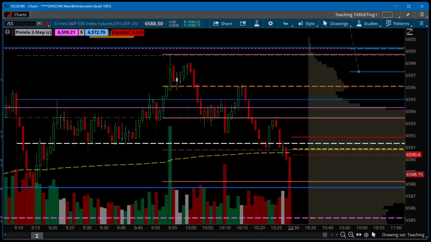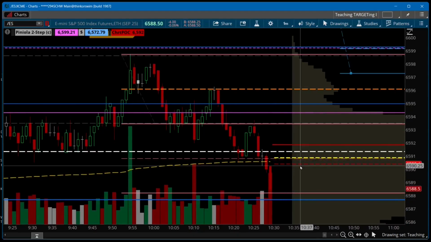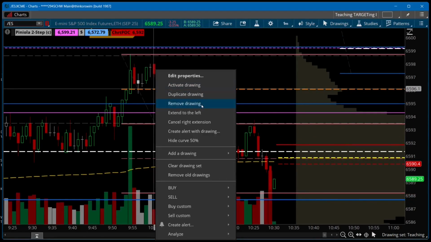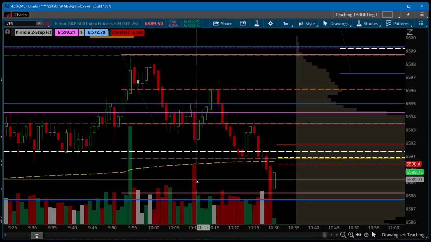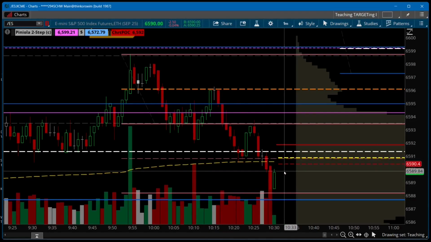Now let's see what happens when we hit this level right here. We should bounce off of it, come back up to here. But just in case, there's our bounce. Let's add a couple more levels down here. Now my guess is we would probably fail this.